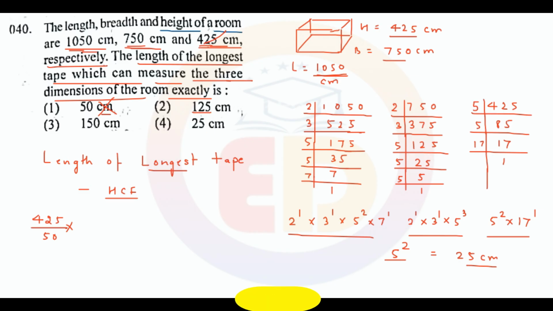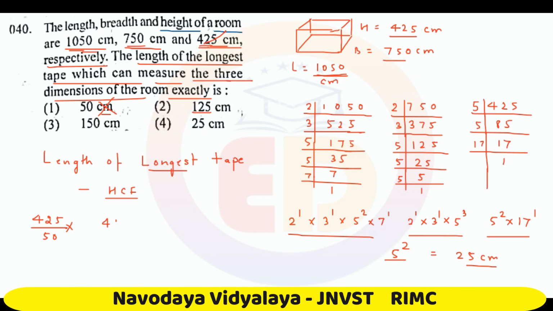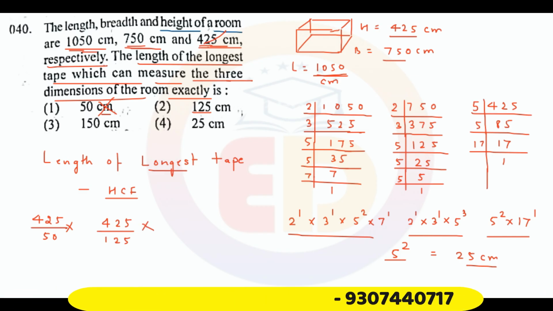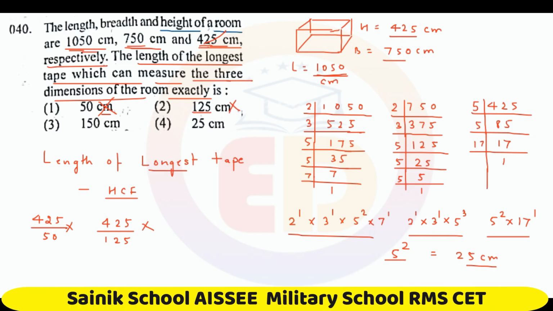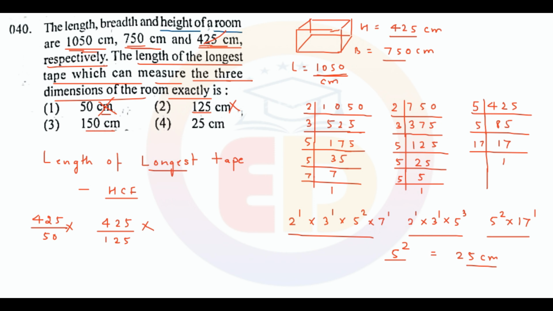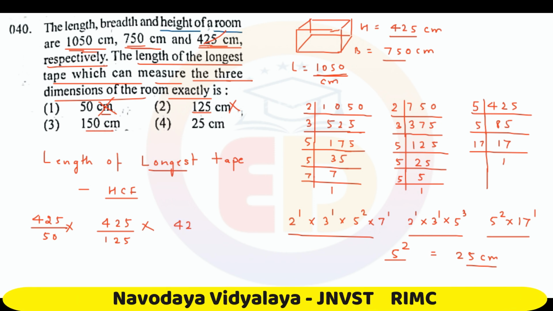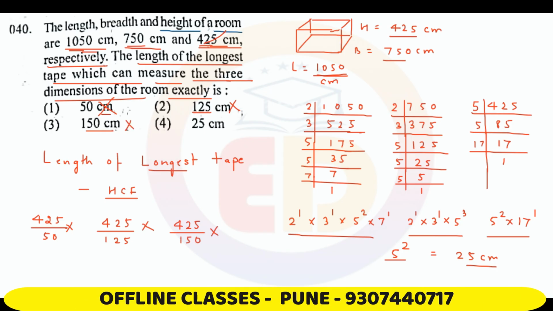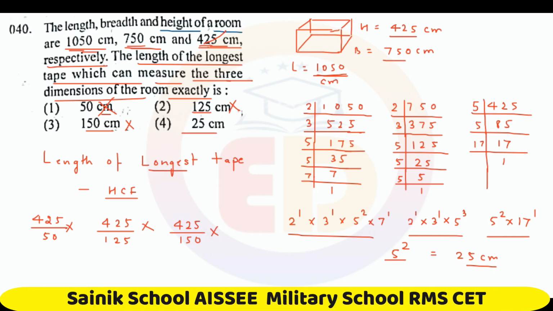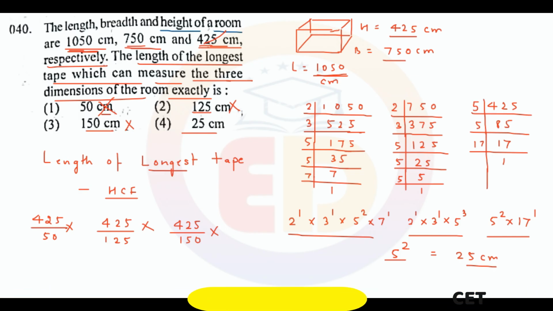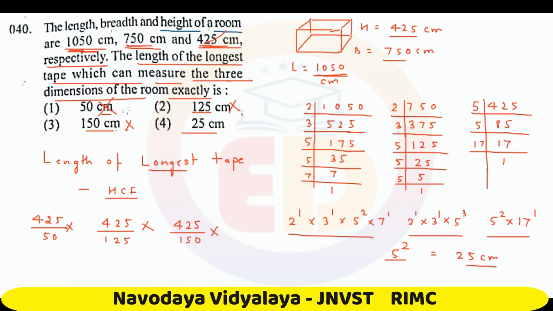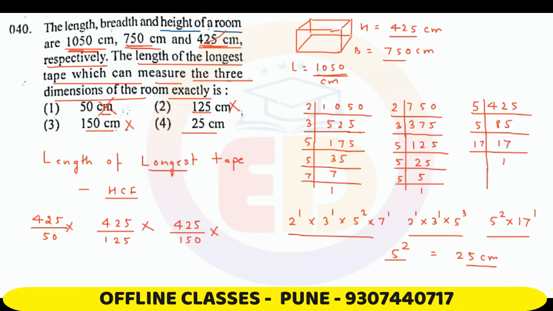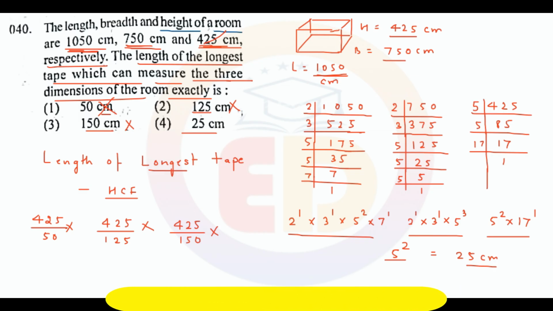125, second option. Again, 425 is not divisible by 125. So the second option, 125, cannot be the answer too. Third option 150. Again 425 is not divisible by 150, so it cannot be the answer too. So the only option left is 25. 25 is the only number which is dividing all the three values, 1050, 750 and 425. That will be the answer if you don't want to use the factorization method. In the exam, it is recommended to take this approach.